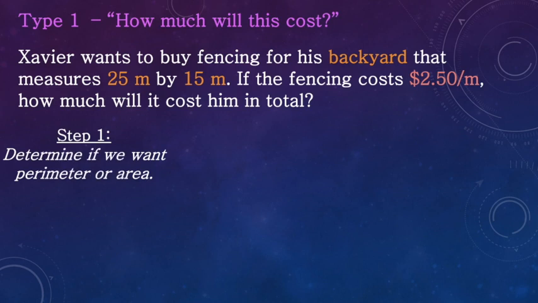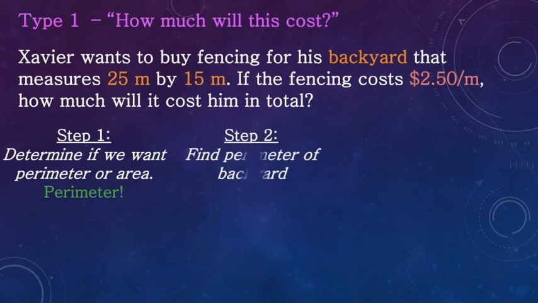Step 1, determine if we want perimeter or area. So think about it. If I want fencing, is the fencing going to be laid down on the grass, or is it going to go around the backyard? Of course, it's going to go around the backyard, so I'm talking about perimeter. That's what I need. So step 2, let's find the perimeter of the backyard. And that's simply by, since it's a rectangle, adding up all 4 sides.